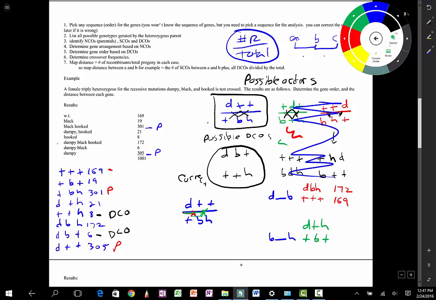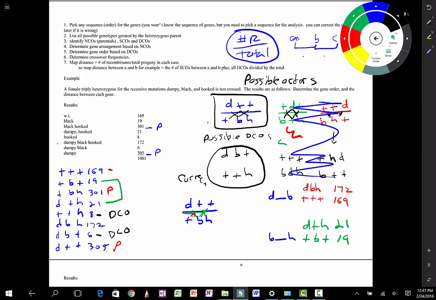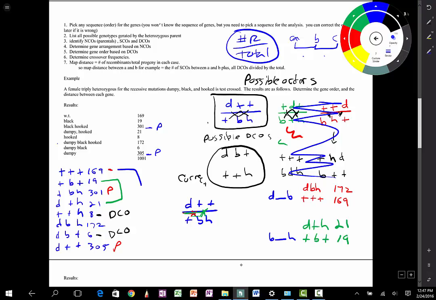So we could actually even just look at these numbers up here and say, oh, which one's dumpy hooked? That's 21. And just black is 19. So these guys go together because they're similar. And you'll always see that the similar numbers go together because 19 and 21 are close, similar numbers. They go together. And then this 169 and 172 will end up going together.